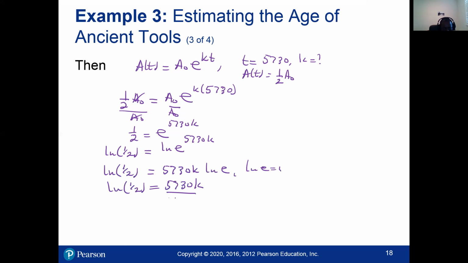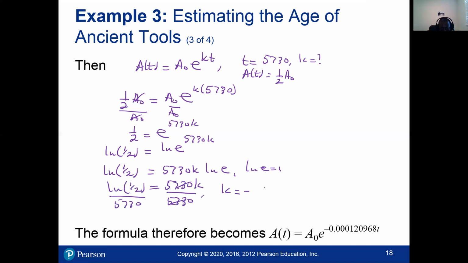Then divide both sides by 5,730. So then your K is equal to approximately negative 0.000120968. Then we substitute into the formula. So A of T becomes A naught times e to that. The negative came in because of the natural log of 1/2. It's negative. All right, so that's the first part.